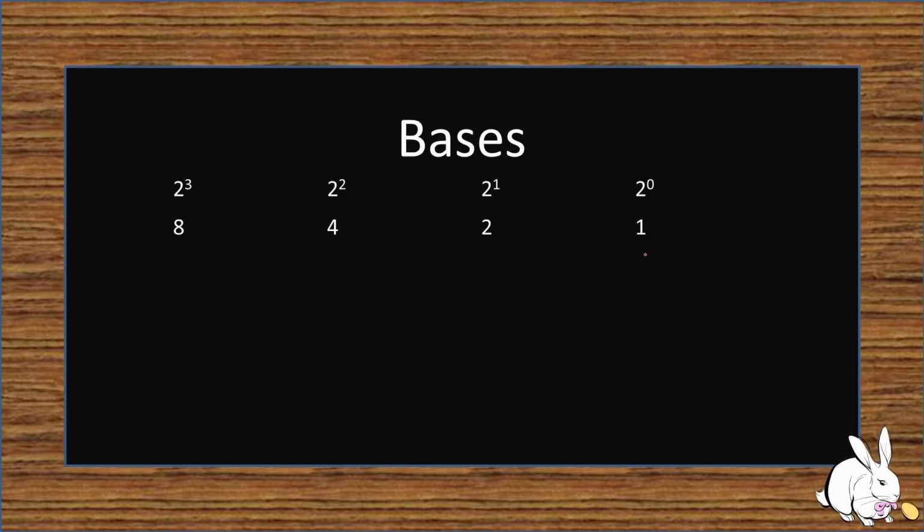So the first thing to note in effect is that when we talk about base 2, the base means that you have 2 to the power of a number. So that is what we mean by base 2. 2 to the power of 0 is equal to 1. 2 to the power of 1 is equal to 2. 2 to the power of 2 is equal to 4. And 2 to the power of 3 is equal to 8.